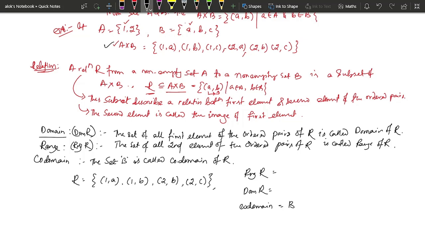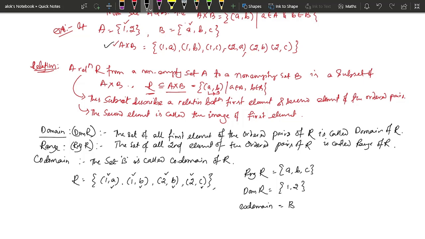But what is the domain? Domain is the set of first elements: 1, 1, 2, 2. So the domain will be 1 and 2. And what will be the range? Range will be the set of second elements: a, b, b and c. So the range will be a, b and c.